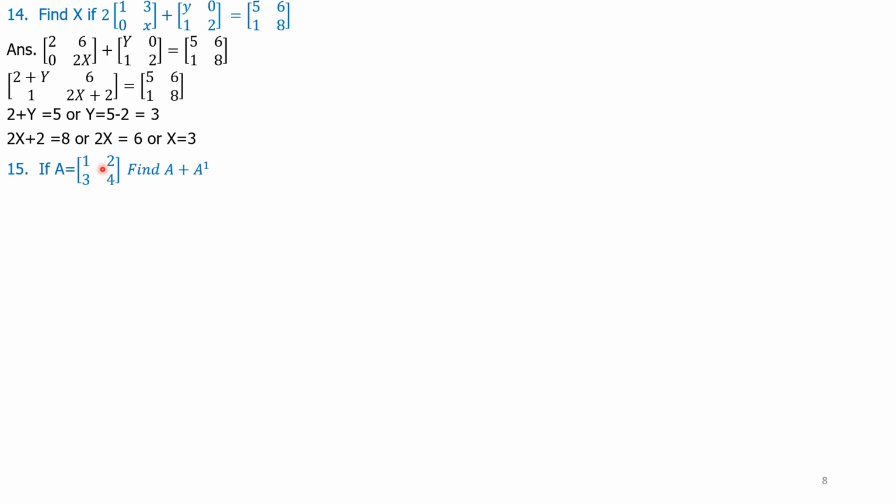Question number 15. If A is equal to, within big bracket or square bracket, first row 1 2, second row 3 4, close the bracket. Find A plus A dash. Here A is the given matrix, A dash is the transpose. So transpose means interchanging row with column. Let us do it. Now solution.